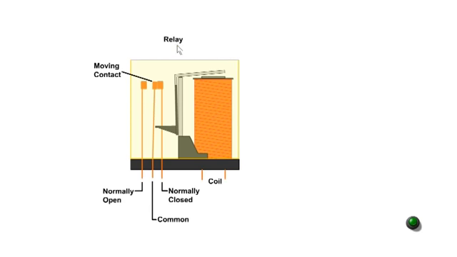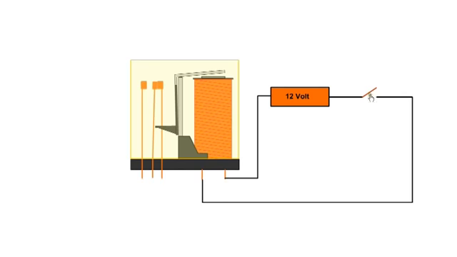A relay also depends on magnetism to operate. It has 3 contacts. The centre is common, the one on the right normally closed and the one on the left normally open. When a voltage is applied to the coil, it attracts the armature and the centre contact changes over. A relay allows a low power circuit to operate a high power circuit. For example, the rear window defogger in a car.